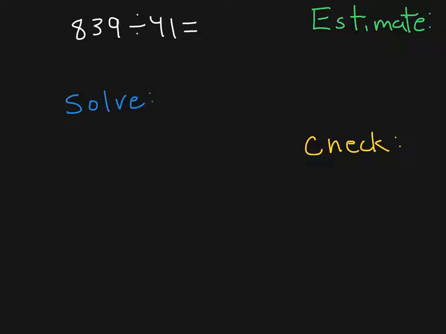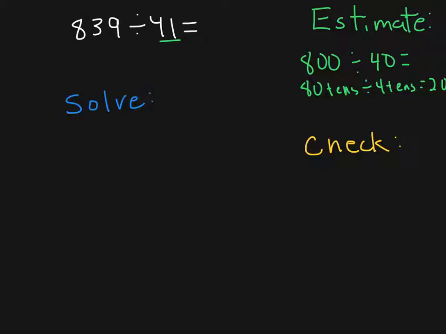Okay, let's try this one. 839 divided by 41. So first of all, we're going to estimate by rounding that divisor to 40. And it looks like for 839, a nice compatible number would be 800. So 800 divided by 40. I could also think of this as 80 tens divided by 4 tens, and that's going to equal 20. 80 divided by 4 is 20.